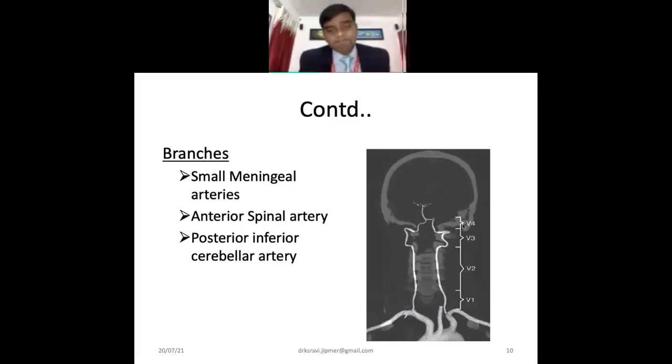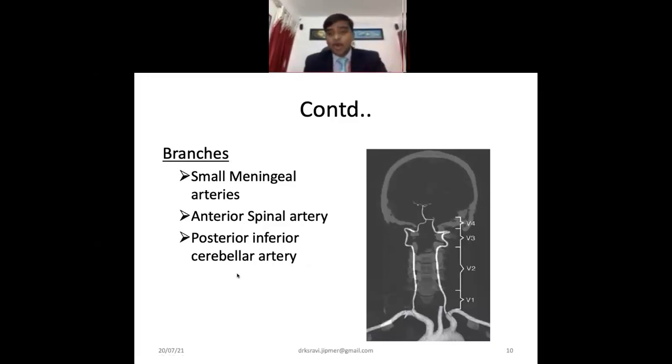When we see this vertebral artery, from the fourth part of the vertebral artery there will be five branches. We have the anterior spinal artery, the posterior spinal artery, the small meningeal artery, the medullary branches, and apart from that, the posterior inferior cerebellar artery.